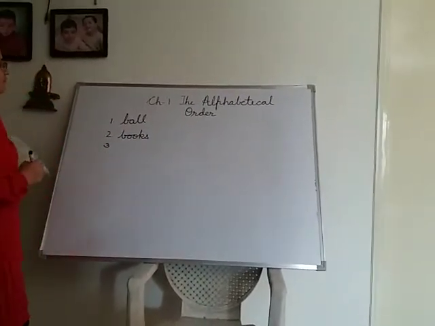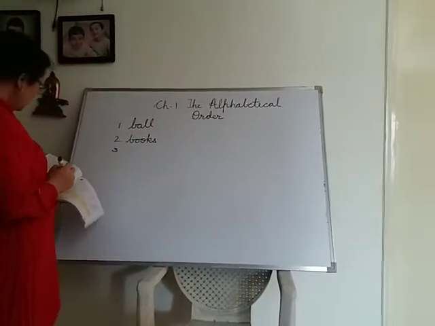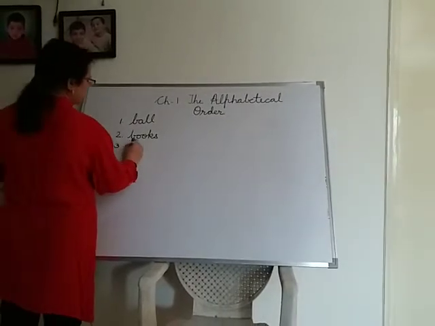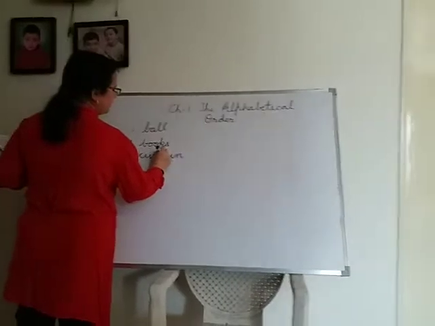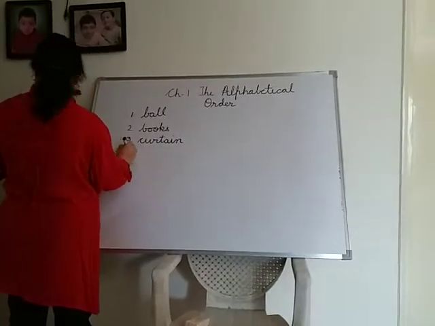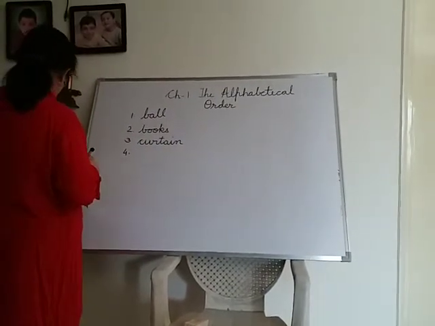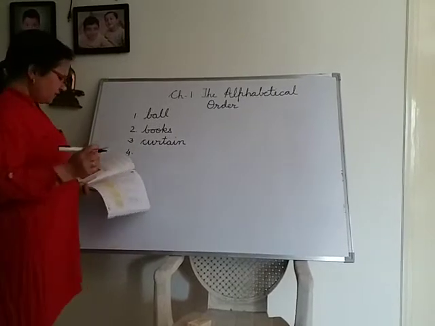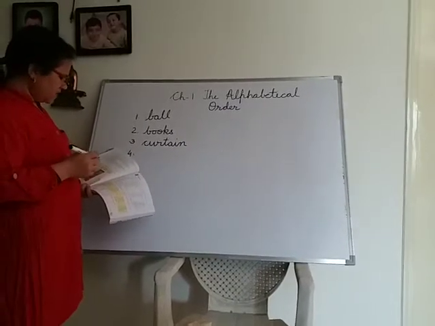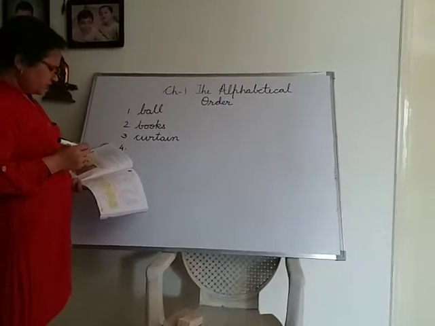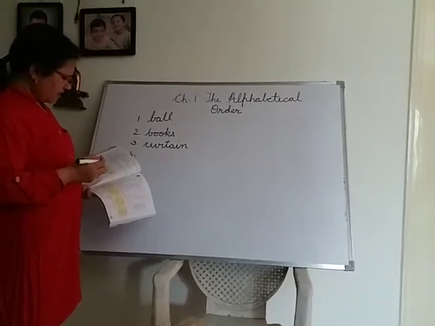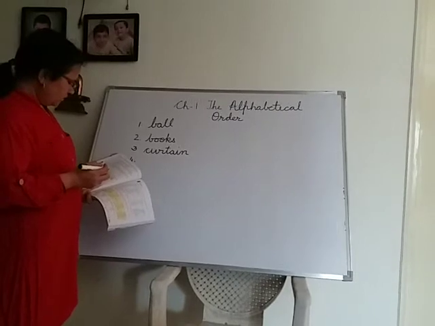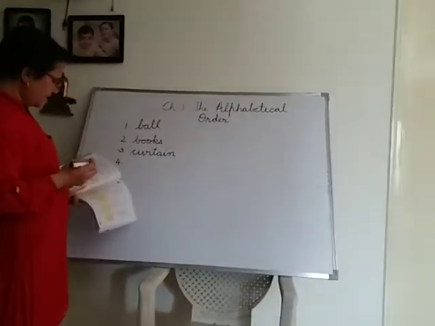in front of books. Then on third place is curtain. So put number 3 in front of the word curtain. Then next, after C there is no word with D, E, F, G, H, I, J, K, L, M, N, O. Then next is with the P word.